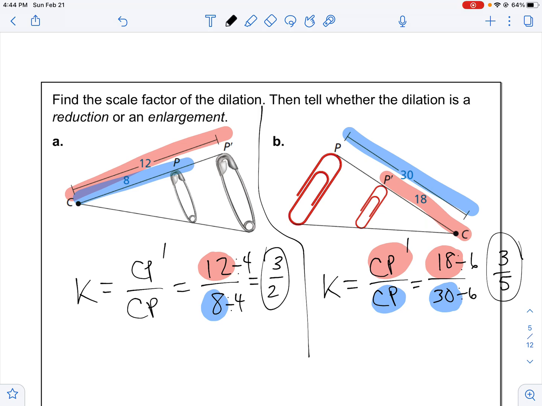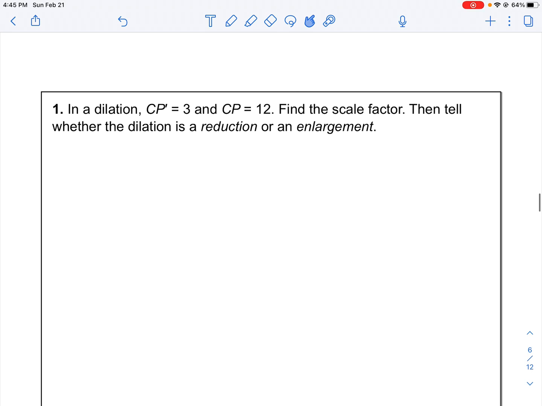Well, 3 over 2 is 1.5. 1.5 is bigger than 1, so this is an enlargement. 3 over 5 is 0.6. That's between 0 and 1, so this is a reduction. All right, now you try this one on your own. Pause the video and see how you do.